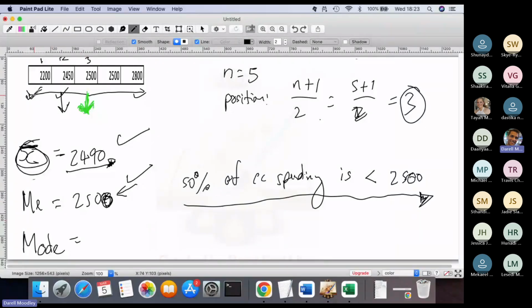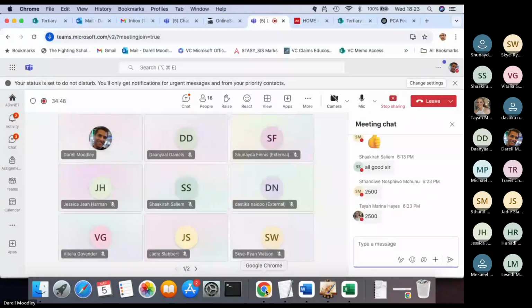Okay, there's your data. Just let me know which is the mode based on this data. So which number occurs the most amount of times? I'm going to go to the chat.